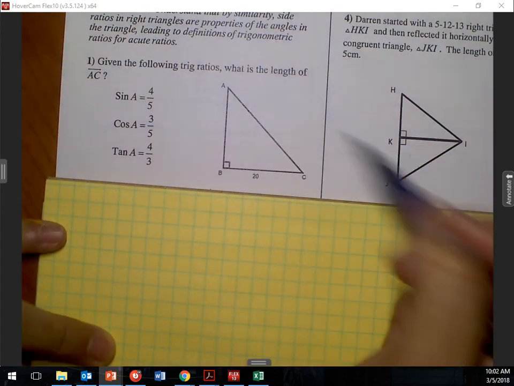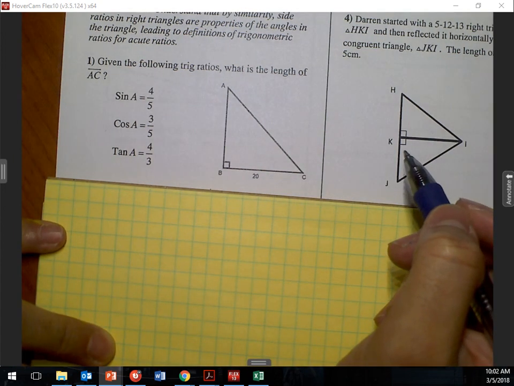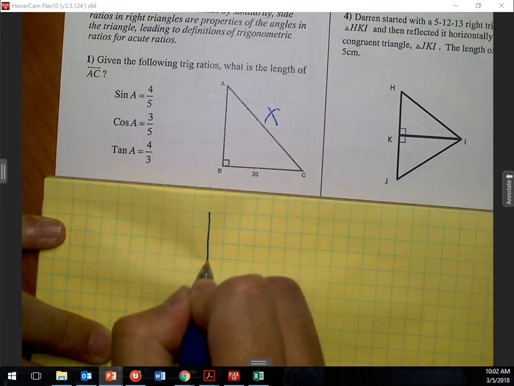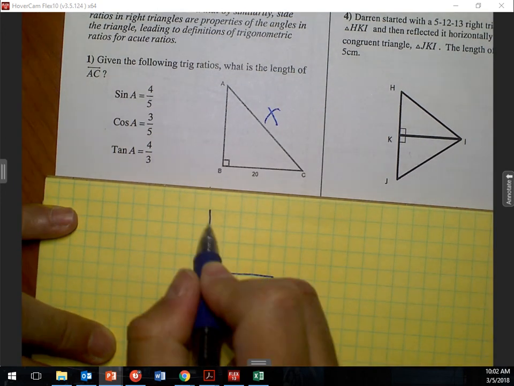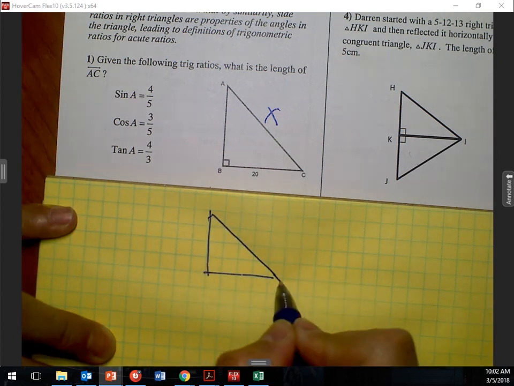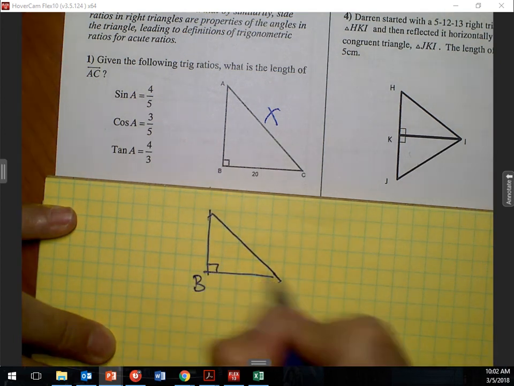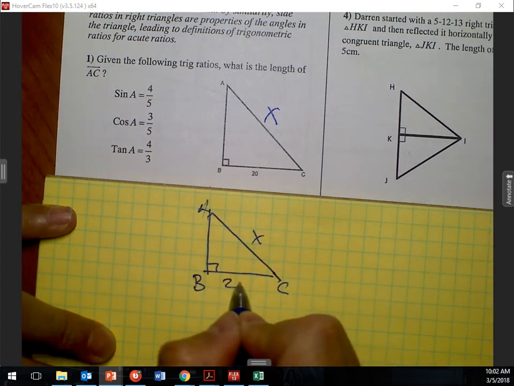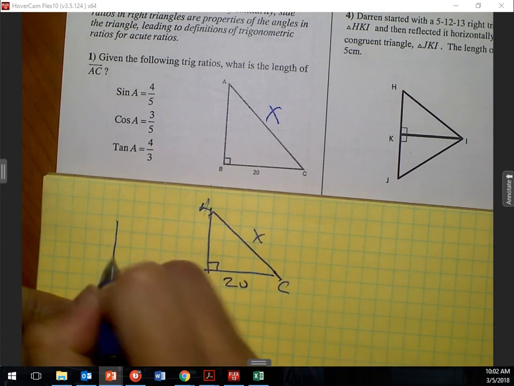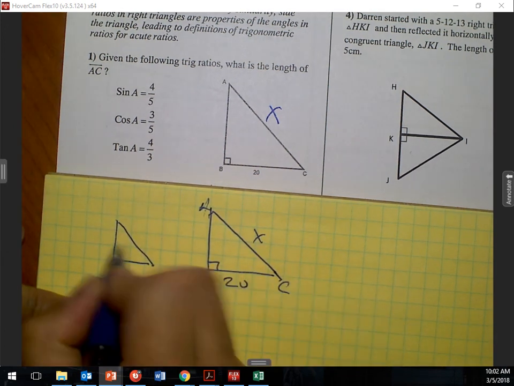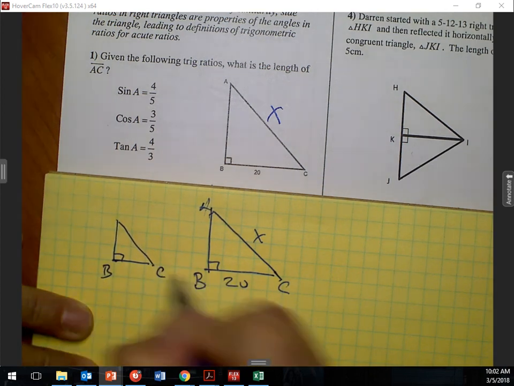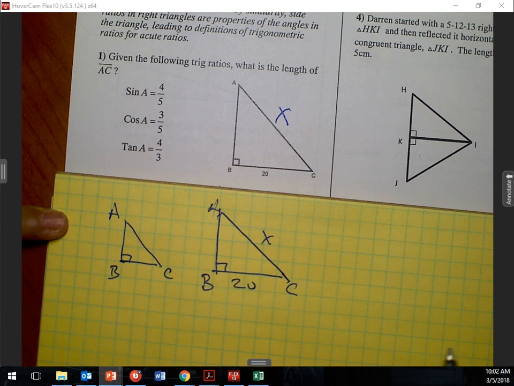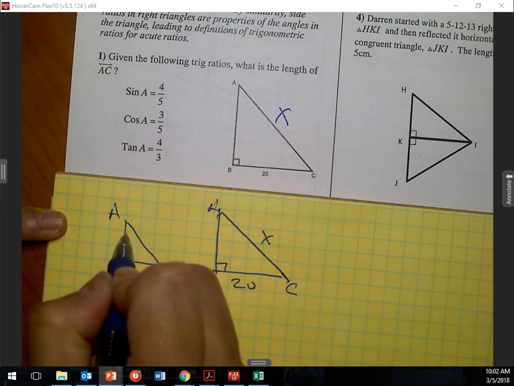So what am I going to put over here on AC? X, right? So my similar triangles, I'll just draw it over here again. And it should be B, C, A. This is my X, and this is 20. I have my similar triangle, which is smaller, same letters. So, sine of A. A is my reference angle. Mark that.